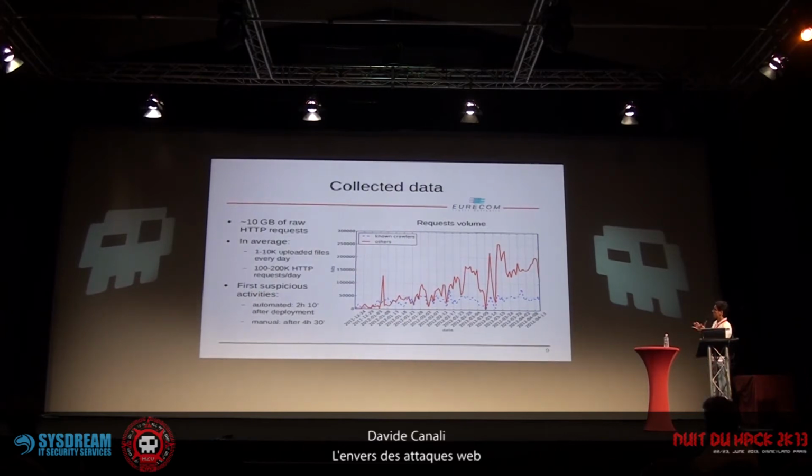This graph shows the amount of data we collected over the 100-day period. We got a total of about 10 gigabytes of raw HTTP requests. And on average, that amounted to about 1 to 10,000 uploaded files every day, and 100 to 200,000 HTTP requests every day. What is interesting is that on the graph, we have the number of requests per day hitting our honeypots, and the blue line is the number of requests from known crawlers, such as Googlebot. These are benign crawlers, and we can see that the requests from these systems are pretty much stable over time, while the number of requests from other systems, for example visitors and attackers, kept increasing almost linearly.